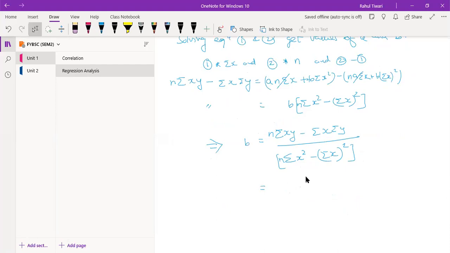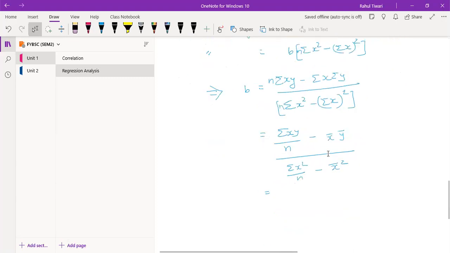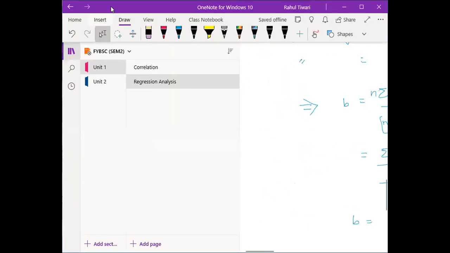So, क्या होगा? n square से divide करो, तो क्या मिलेगा? Summation xy upon n minus, it becomes x bar y bar, divided by n square. So here it will be summation of x square by n minus x bar square. What is this actually? Can anyone tell me what is this? What is your numerator? Yes, write down in the chat box. What is the numerator part?